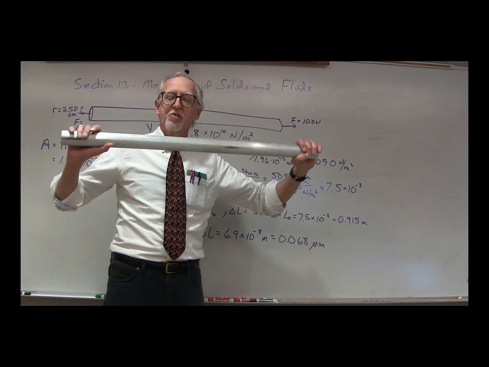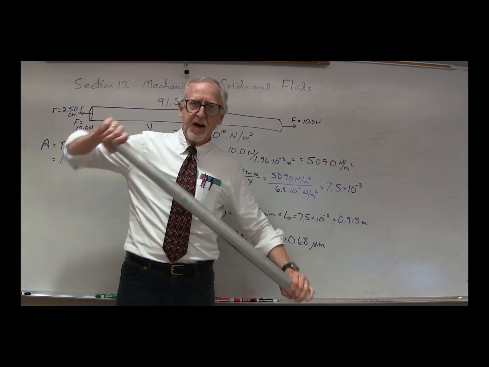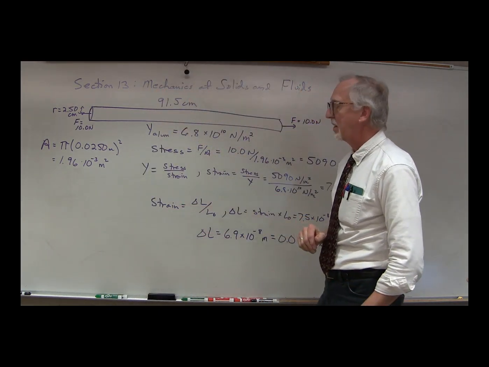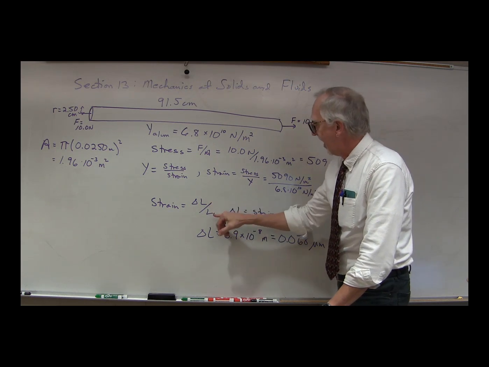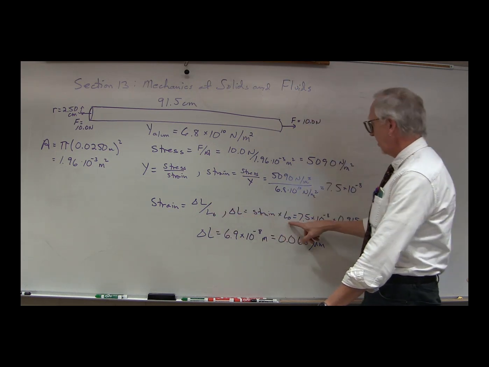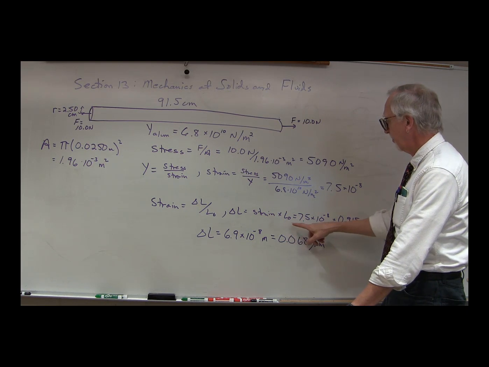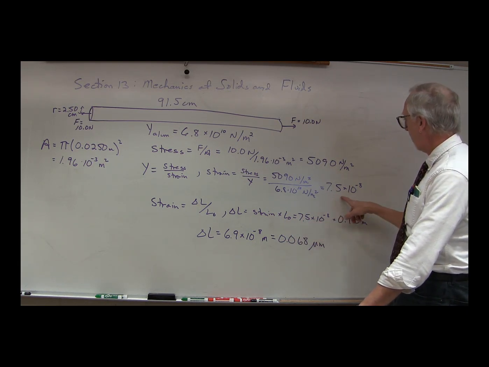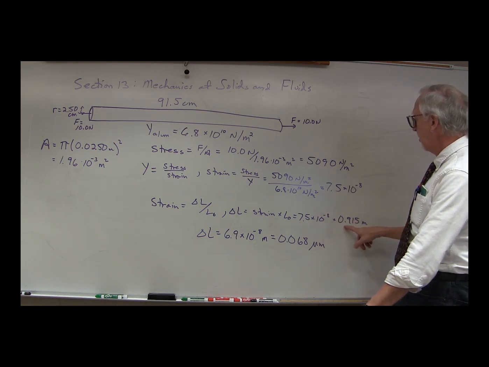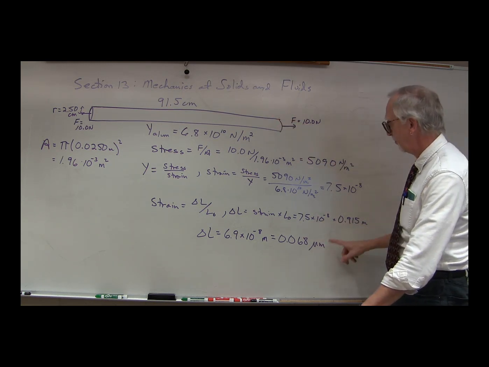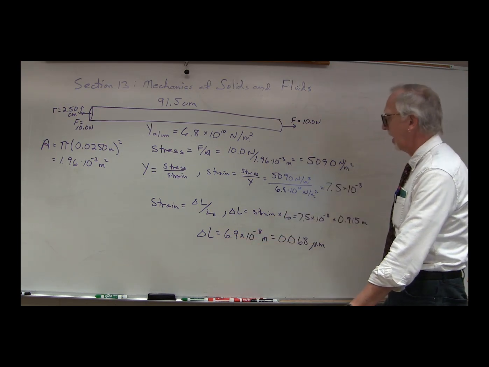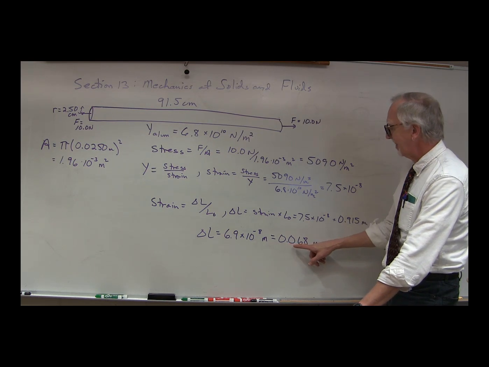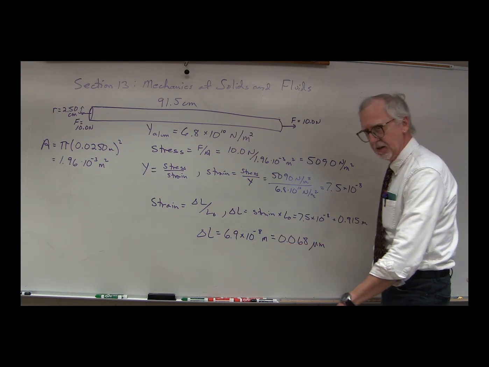So how much would this thing actually stretch when I apply this force of 10 newtons? Well, remember the strain is equal to delta L over L naught, or delta L equals the strain times L naught. The strain is 7.5 times 10 to the minus 8th, times the initial length, 0.915 meters, which gives us a change in the length of about 6.9 times 10 to the minus 8 meters, or about 0.068 microns, micrometers.